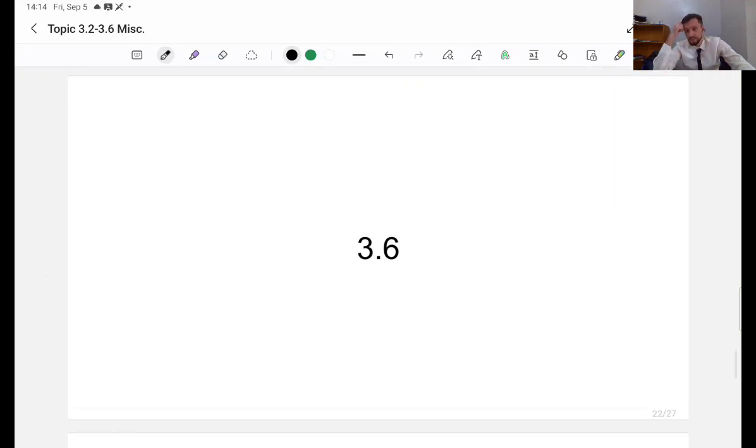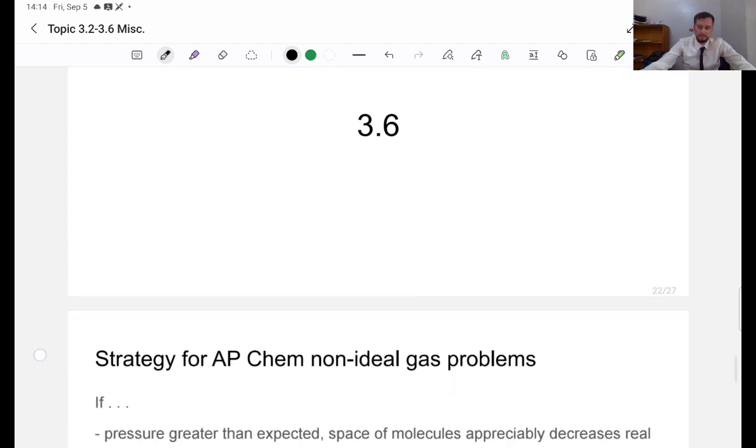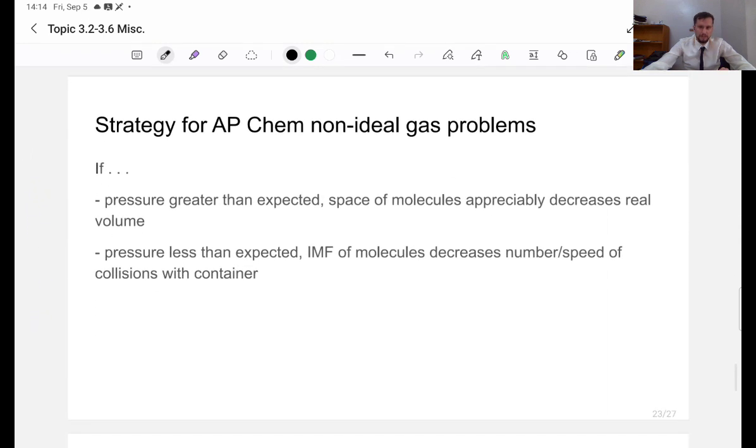Lastly, with miscellaneous things from Unit 3, 3.2 to 3.6, we have 3.6. Things that I noticed from MCQ, FRQ, etc. questions that should be focused on in 3.6. So, strategy for AP Chem non-ideal gas problems. I think in the book and in the POGL and in the recordings I made, it goes a little bit deeper than even what the AP Chem problems tend to ask.